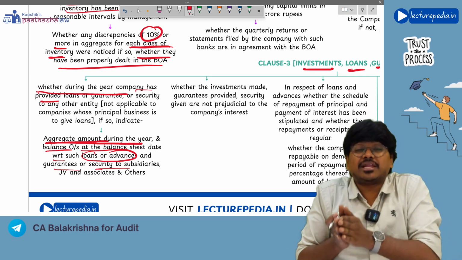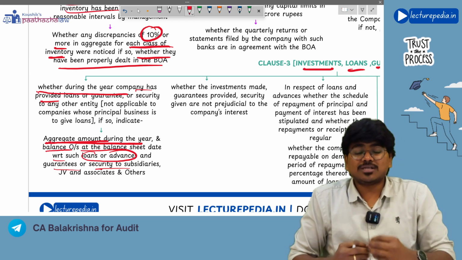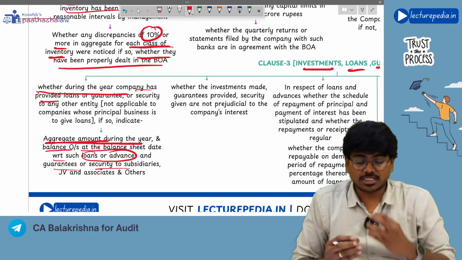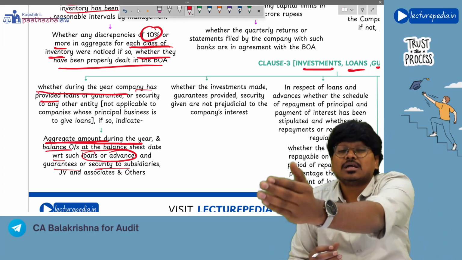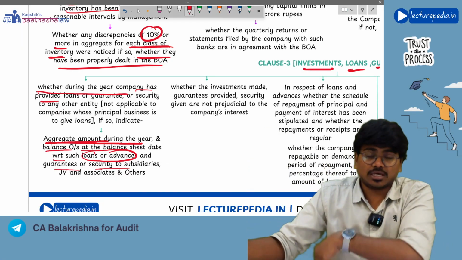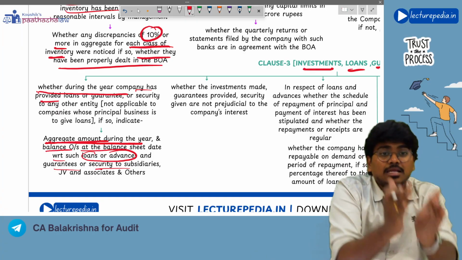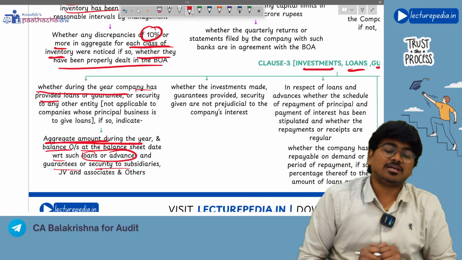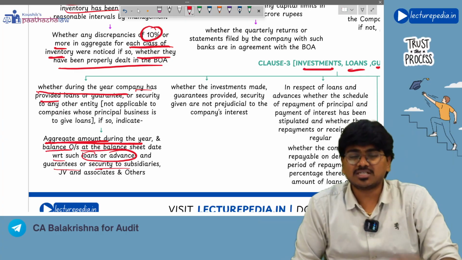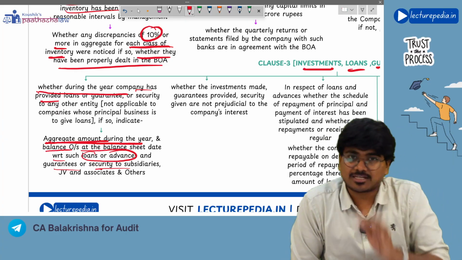So you need to separately show how much loan or advance you gave to subsidiary, how much to associate, how much to joint venture, and how much is given to others. This way you need to report. And also how much is given in the current year and how much is the outstanding balance. So in this manner you need to report in this clause 3 first subclause.